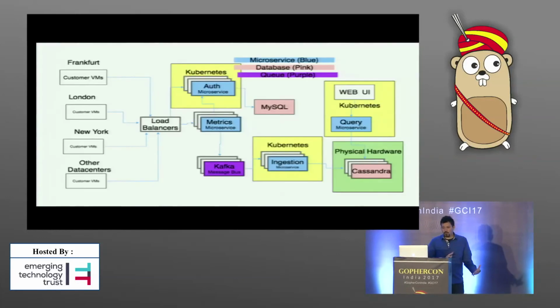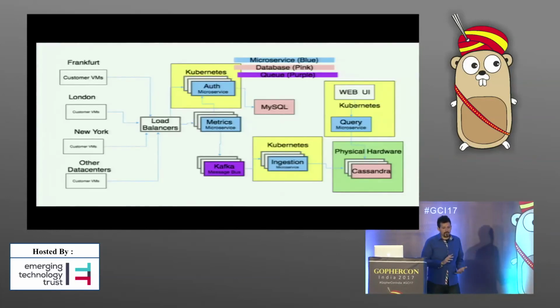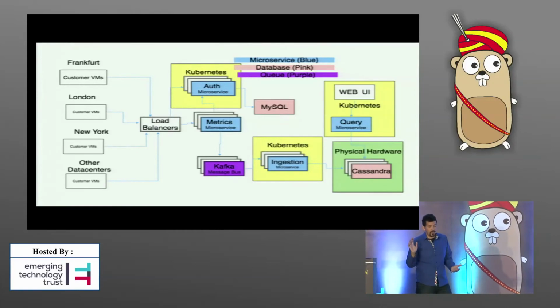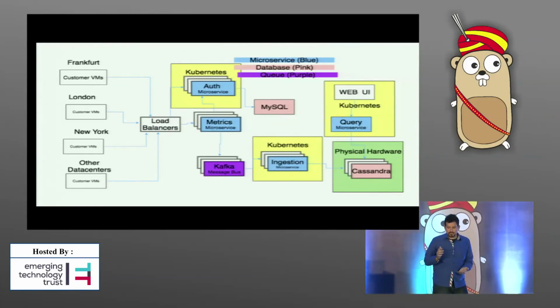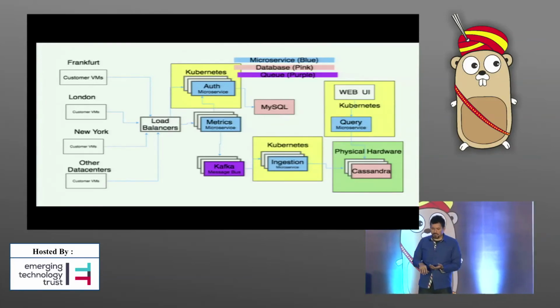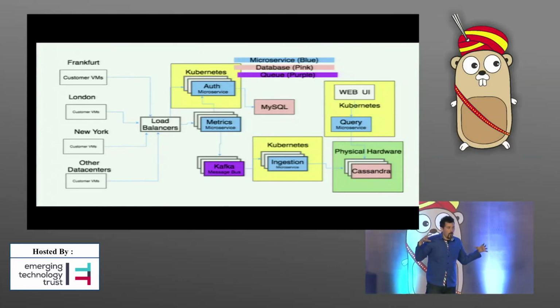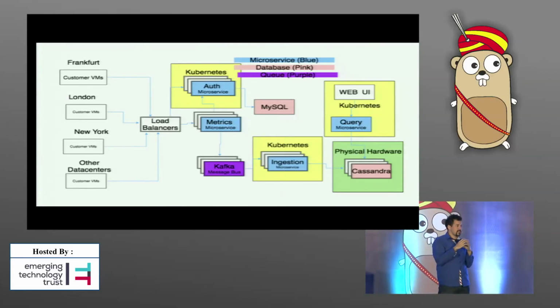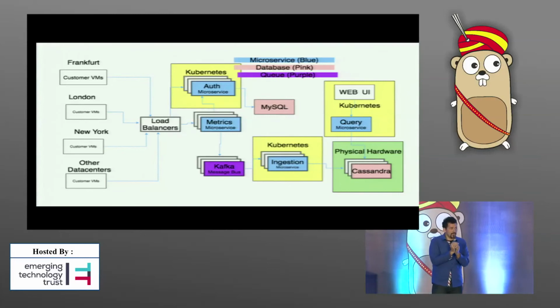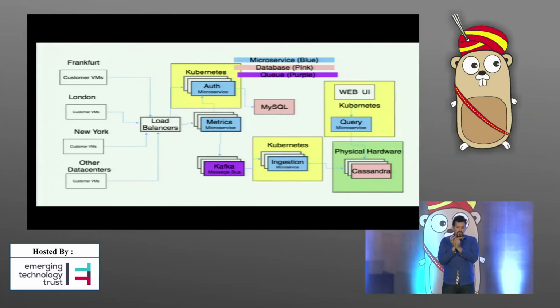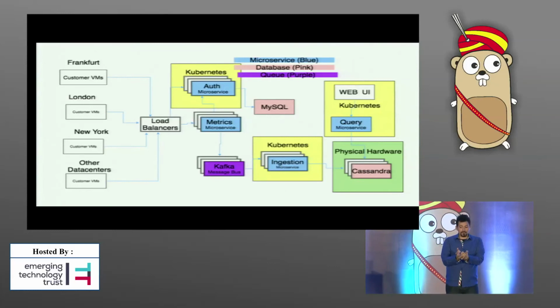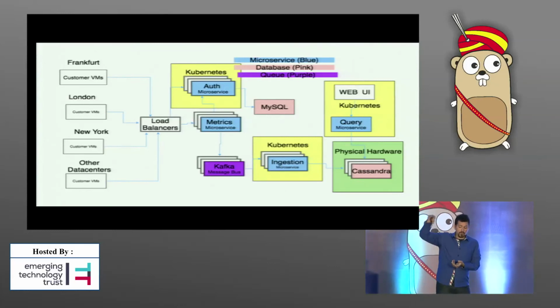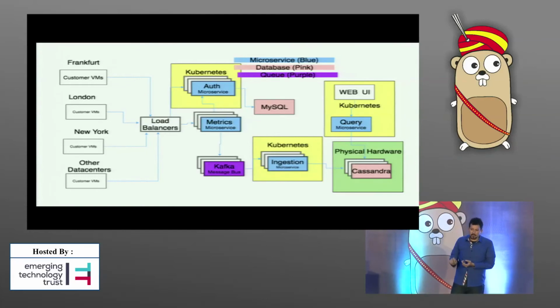I want to show the architecture that we're at now. This is hard to see, but if you see the slides, you'll see it. Basically, we have all of our different data centers, customers, and virtual machines pushing metrics into a single set of microservices. These microservices are just transforming that data and storing it in Kafka. We also have some authentication microservices that use MySQL, but that's pretty lightweight.